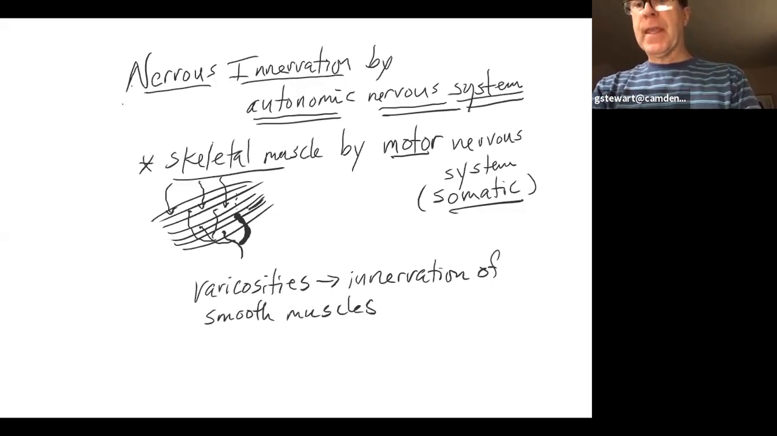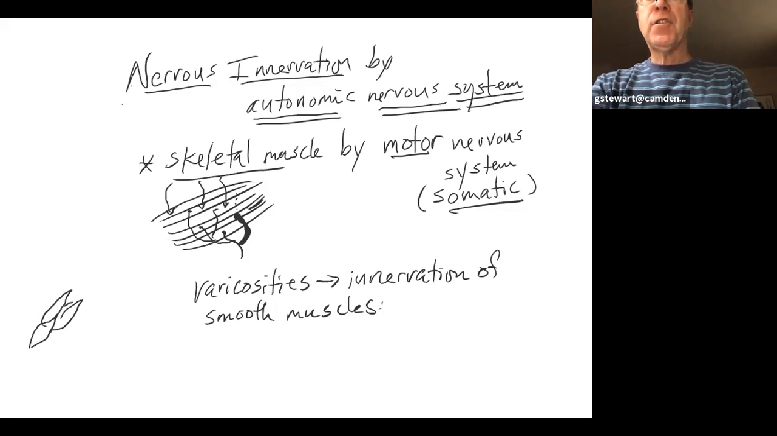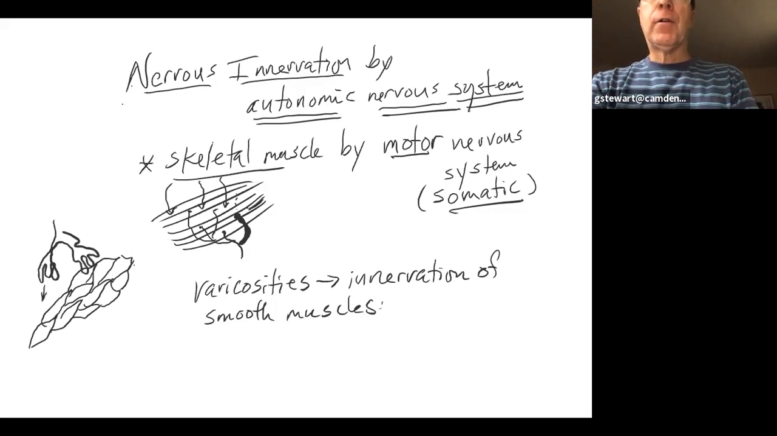So varicosities are innervation by the autonomic nervous system of smooth muscles. And those work something like this. Varicosities are these bulbous swellings of the autonomic nervous system that release neurotransmitter, their chemical, onto a wide diffuse area of a muscle sheet. So I'm going to draw now a smooth muscle sheet. It's a thin, flat sheet of these muscle cells like this. And these bulbous swellings release their chemical over a wide area of cells, not specifically lined up to individual cells like skeletal muscle. And then that chemical just sort of bathes some of these cells.